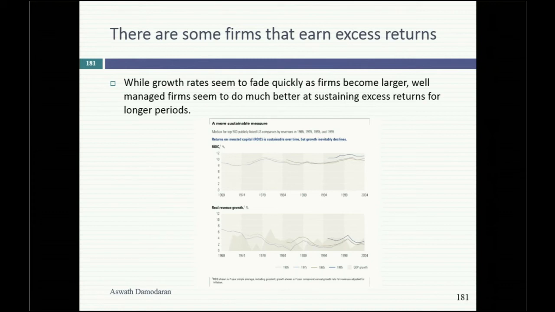So it is true that there are some firms that earn excess returns. Yes, Joseph? So if you're talking about markets that are still developing and a company that's still developing its brand, how would you give it or take away from it?